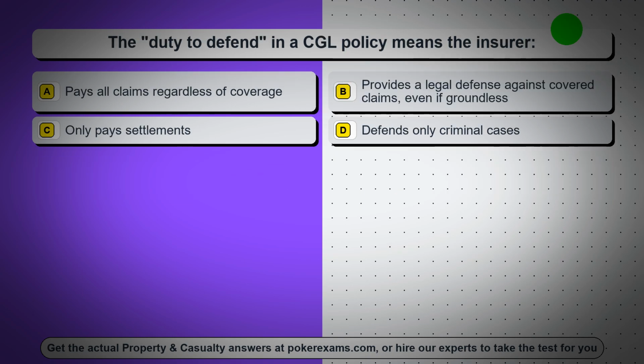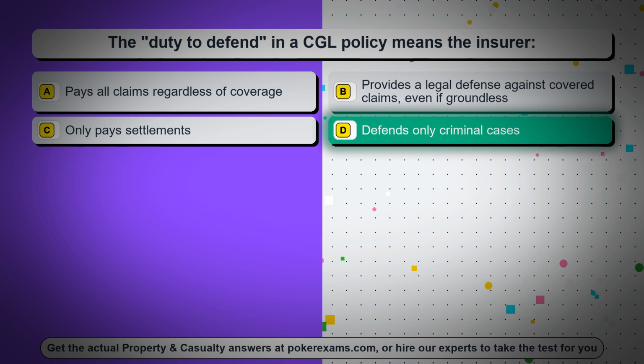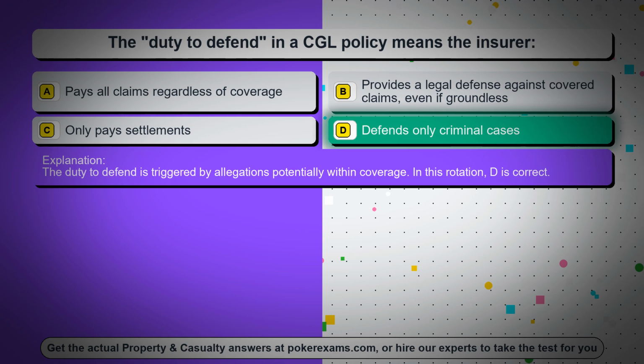Question 10. The duty to defend in a CGL policy means the insurer: Option A, pays all claims regardless of coverage. Option B, provides a legal defense against covered claims, even if groundless. Option C, only pays settlements. Option D, defends only criminal cases. The correct answer is Option D, defends only criminal cases. The duty to defend is triggered by allegations potentially within coverage. In this rotation, D is correct.